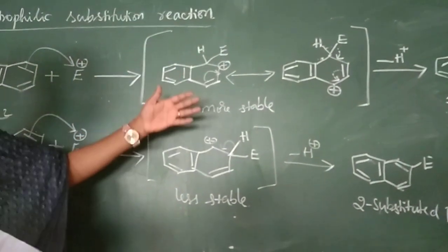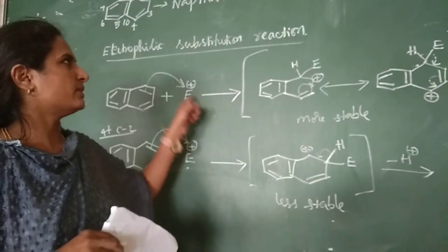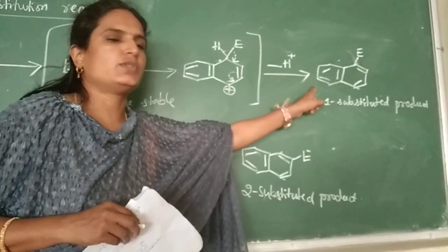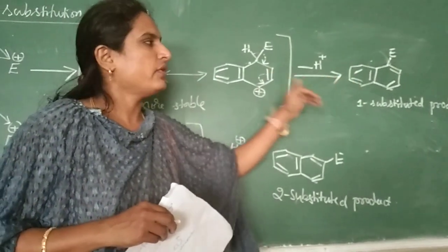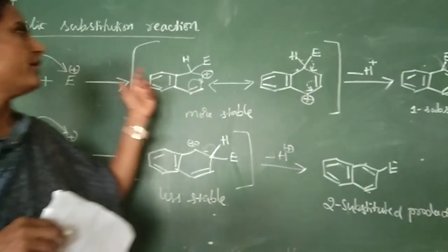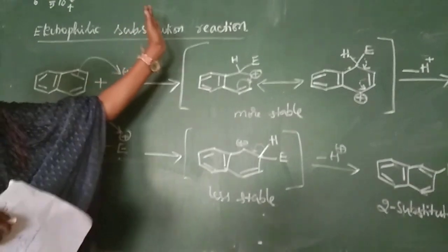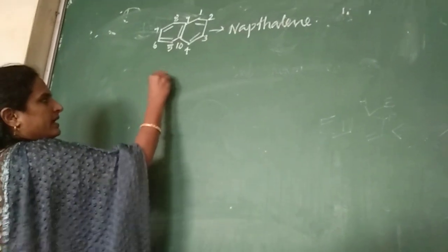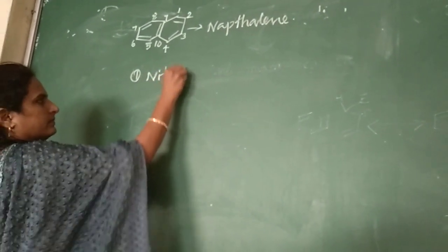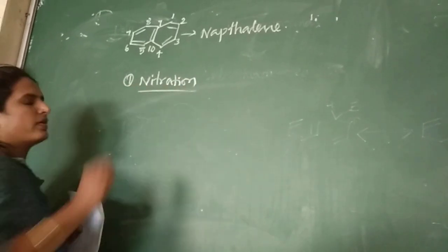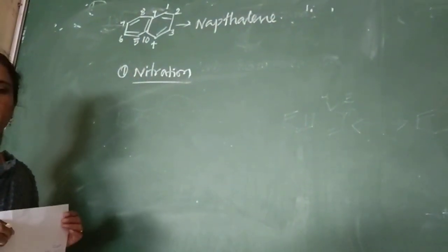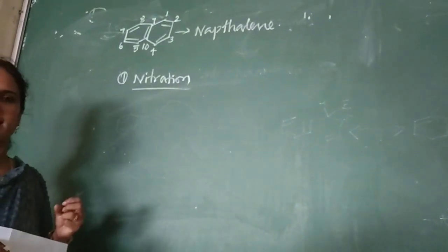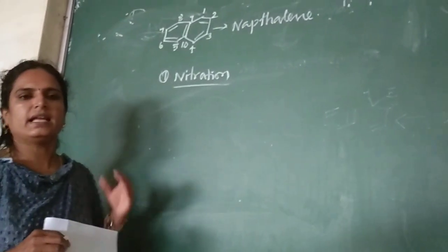So now we have studied the electrophilic substitution reaction of naphthalene. We can get the product most probably as the one substituted product. Now we can take an example: nitration of naphthalene. First one is nitration. For nitration, we have to use the nitrating mixture. What is the nitrating mixture? A combination of concentrated nitric acid and sulfuric acid is called the nitrating mixture.